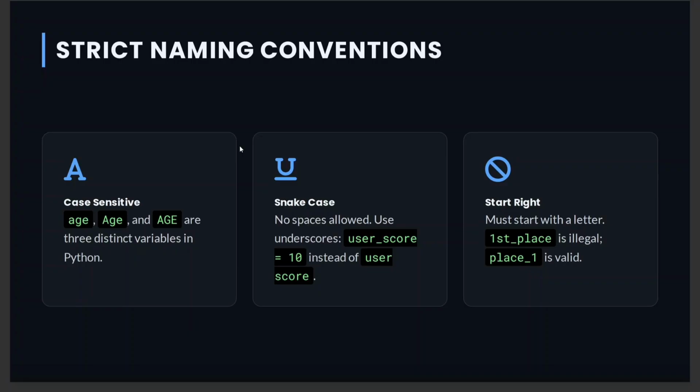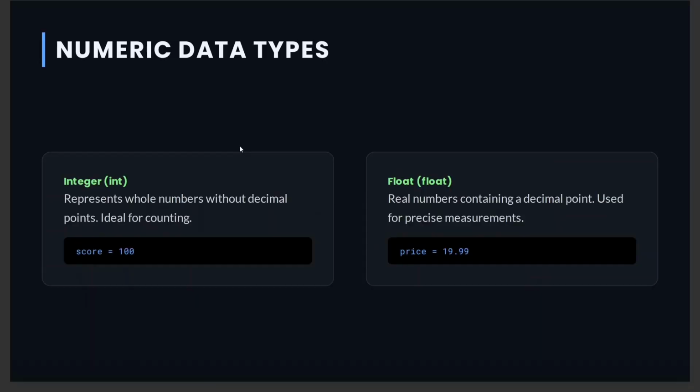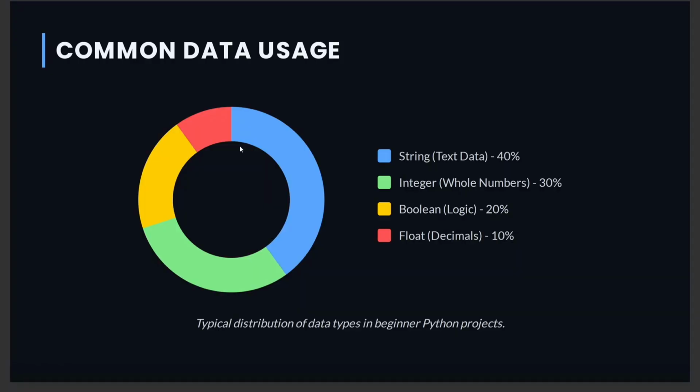Just like you wouldn't store milk in a cardboard shoebox, a computer cannot store text data the same way it stores numbers. We use data types to tell the computer what operations can be performed on a specific variable. Let's break down the four pillars of basic data types. First is string. Strings represent textual data. Any sequence of characters wrapped inside single quotes or double quotes is treated as a string.